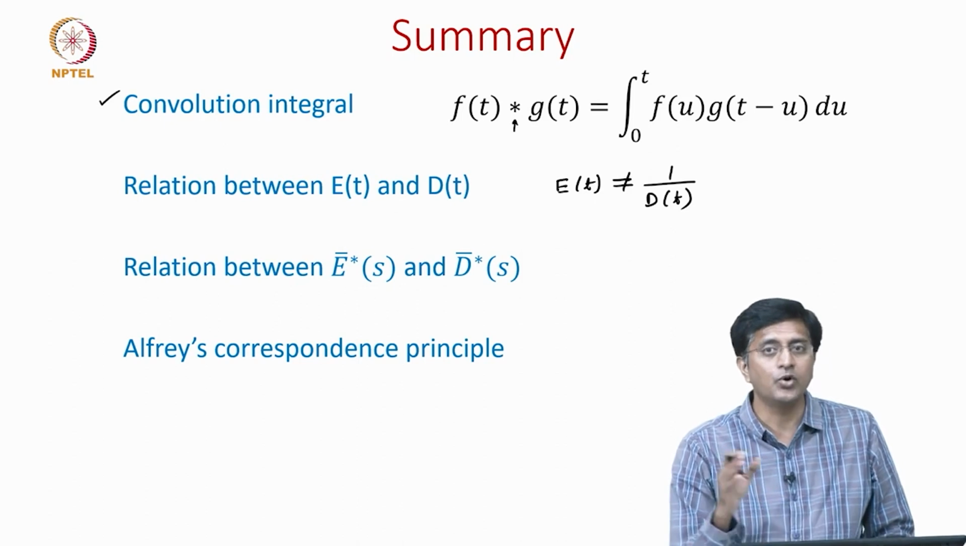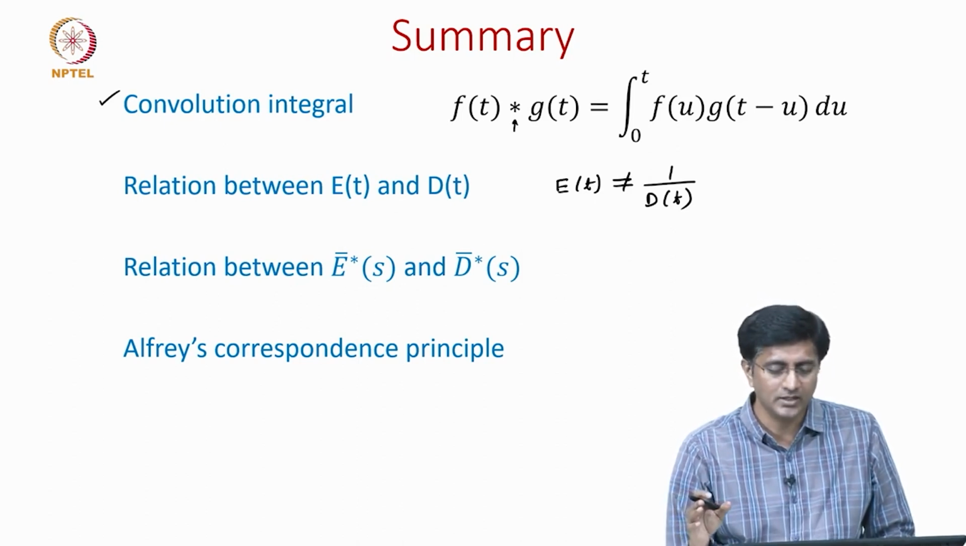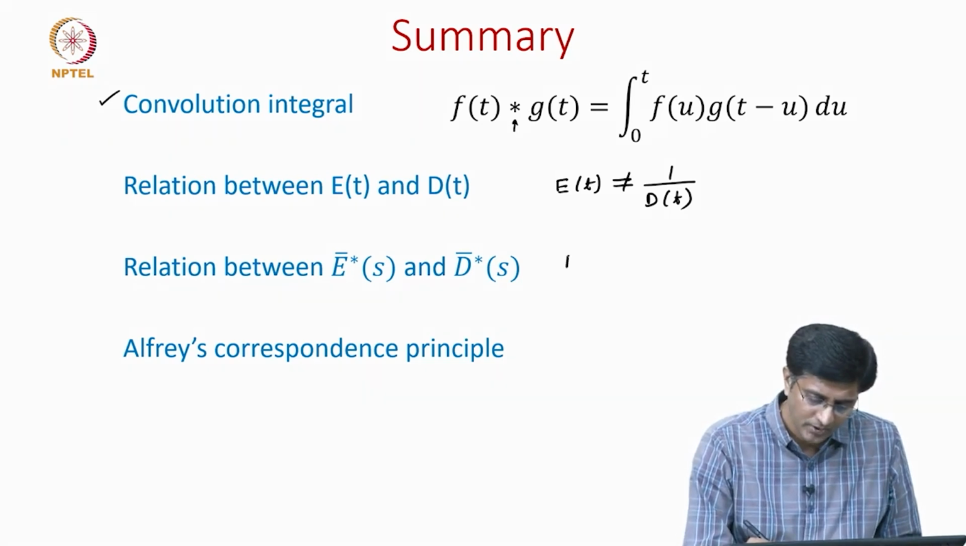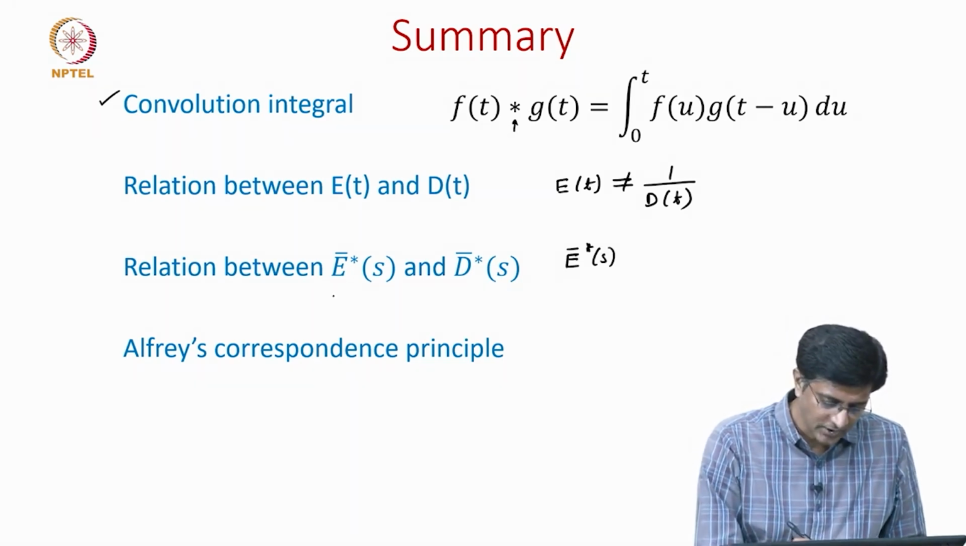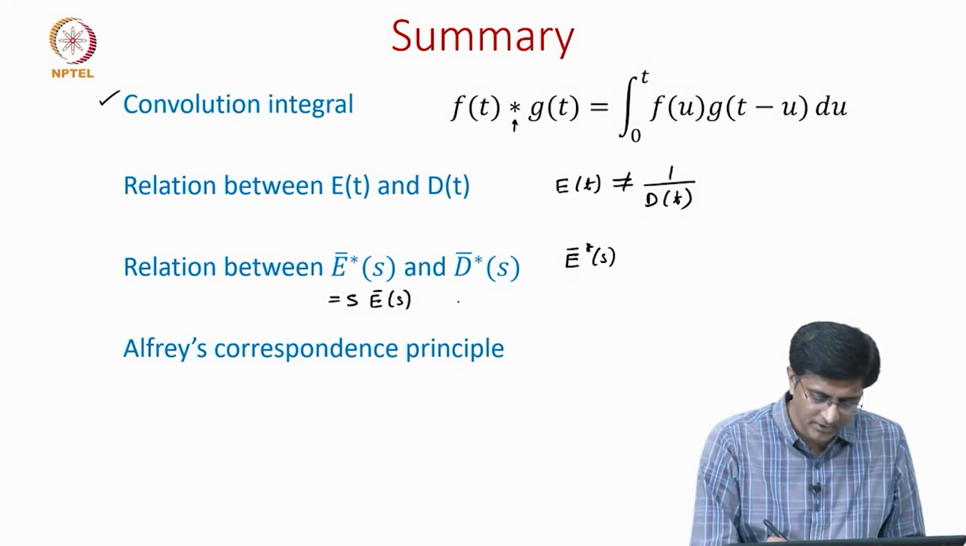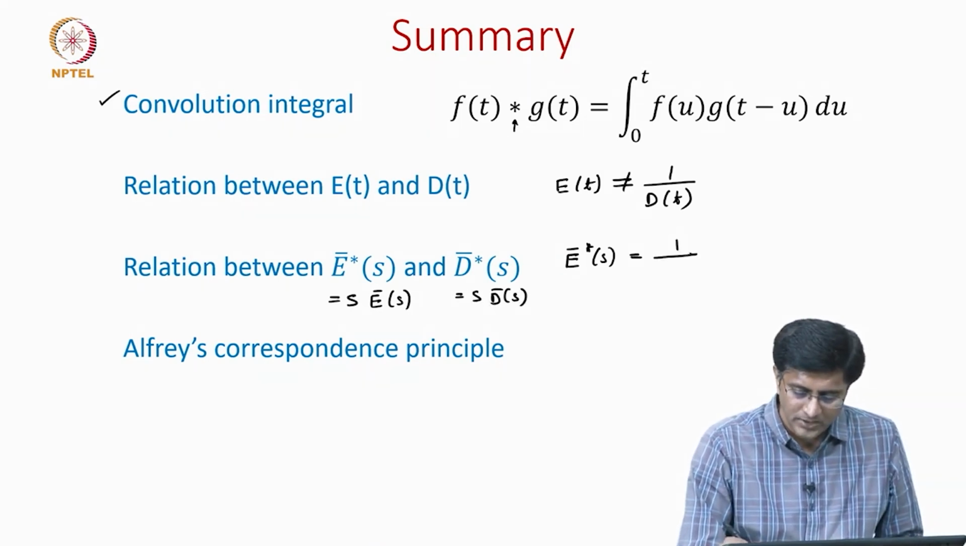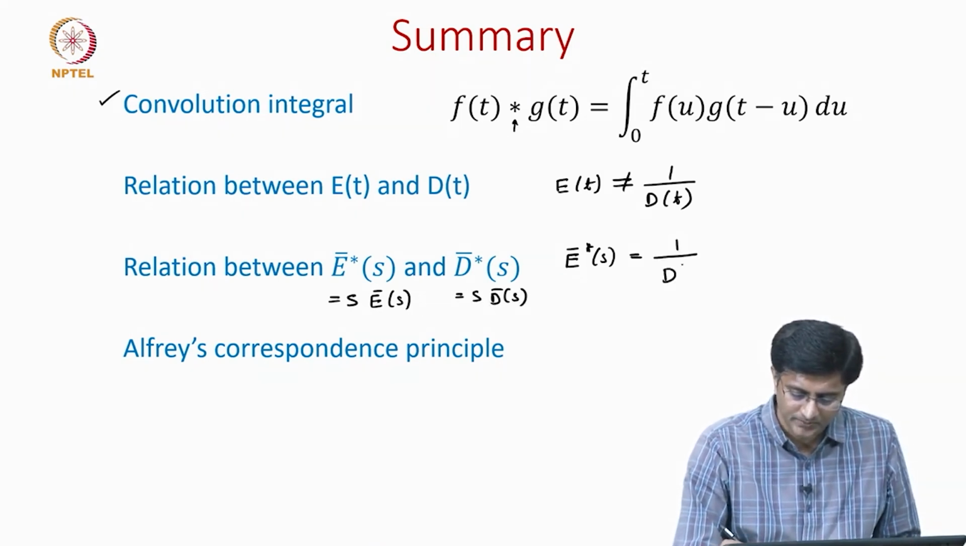Later we moved on to the transform domain and asked whether in the Laplace transform there is any relation. There we found that E star, which is s times E of s, and D star, which is s times D of s, are related by E star is 1 by D star.